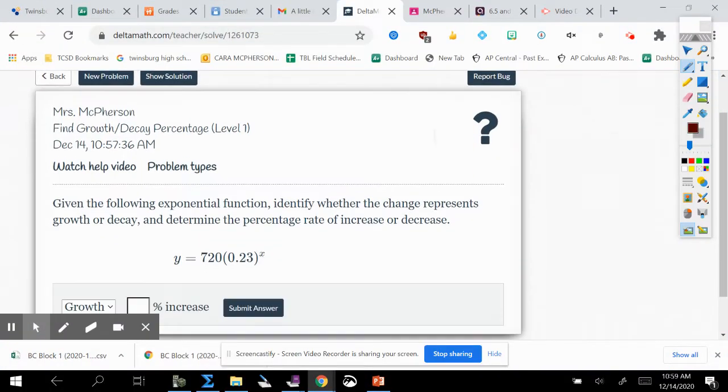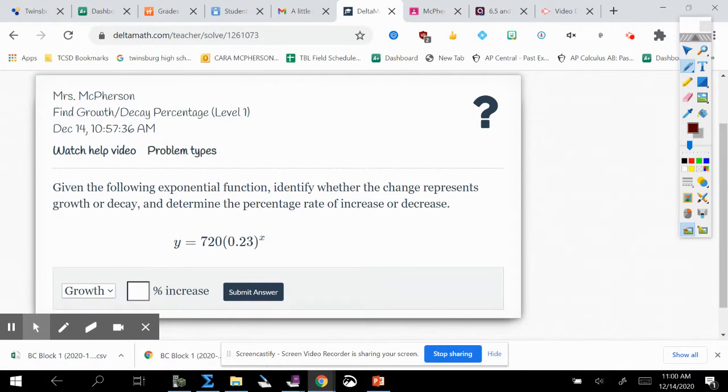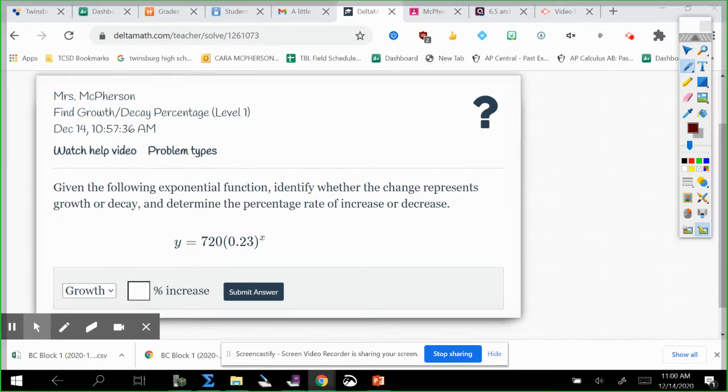Your first couple questions are going to be like this. It's not going to want you to actually get a final answer. It's going to want you to identify what's happening. So it gives the following equation. First, it wants you to say if it's growth or decay. The way that you figure out if it's growth or decay is you look at the base number. If that base number is bigger than 1, it's growing. If it's less than 1, it's decaying. This one's obviously less than 1.